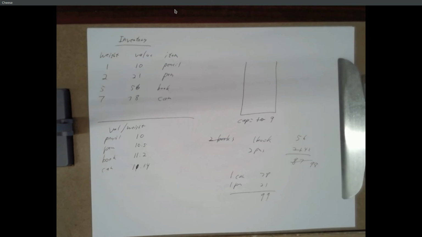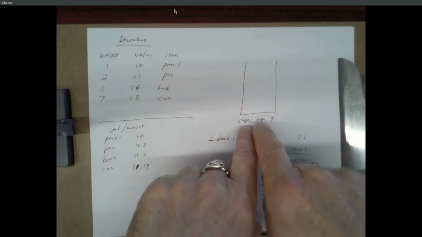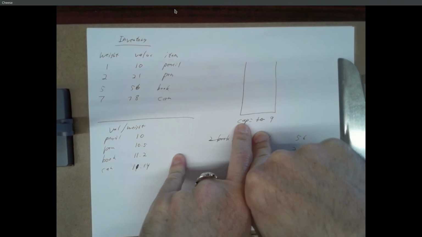So this is what's tricky about the knapsack problem. If you're allowed to take fractional amounts of things, we would take as many books as we possibly could. We would take 1.8 books, and that would fill up our bag completely, and we'd have the maximum value.